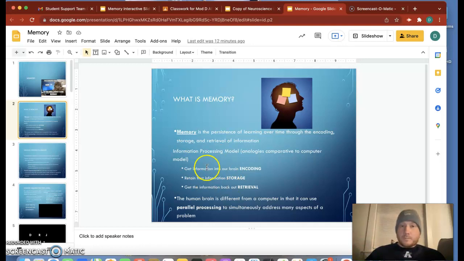So I would just get the definition. Encoding, storage, retrieval, frankly, seems like very common sense to me. So if you feel like you don't need to write down what that means, you don't need to. If you do, write it down. It's good to remember.